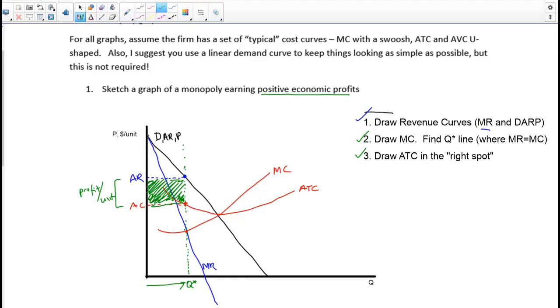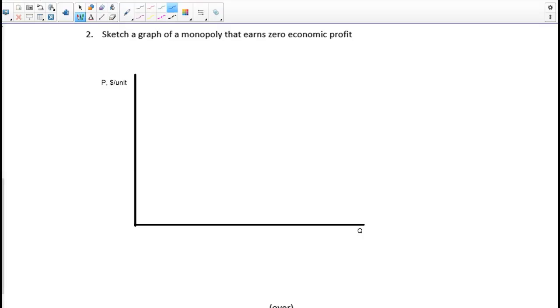Okay, I'm going to go through these a little more quickly since I've given you the setup on the first one. Now this is the time we want to earn a zero economic profit. Step one, we want to create the revenue curves. Again, it's best, I think, if you just think of them as straight lines, a linear demand curve. It's not wrong to do something that's not linear, but it's easier. So this is going to be our DARP curve.